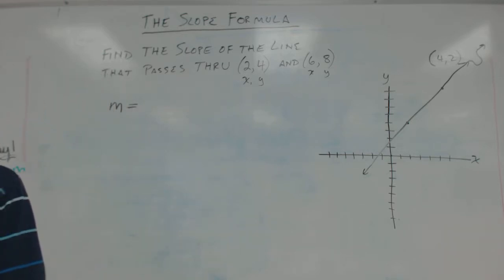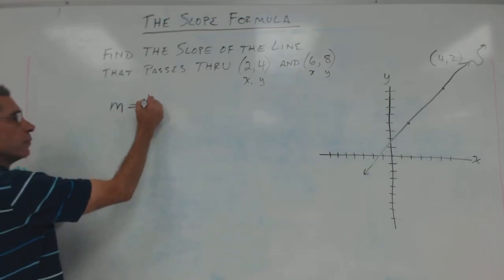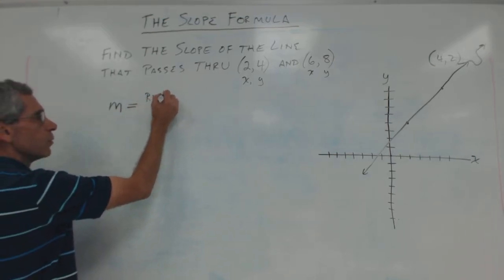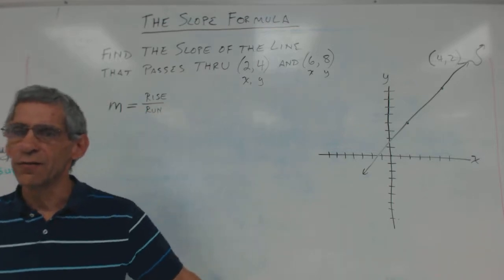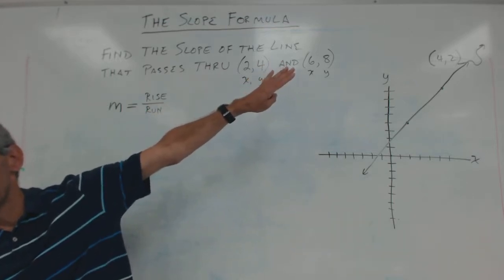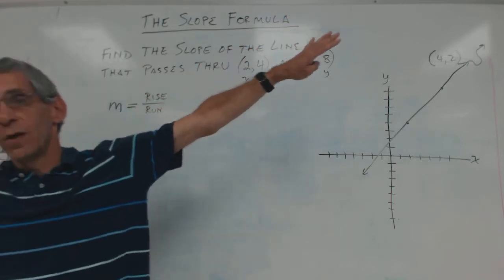Say again? Rise over run. You guys all agree with me? Rise over run. That's the way you figure out slope. You got to figure out some way to do that. So you rise a certain amount, and then you run a certain amount to get to the point.